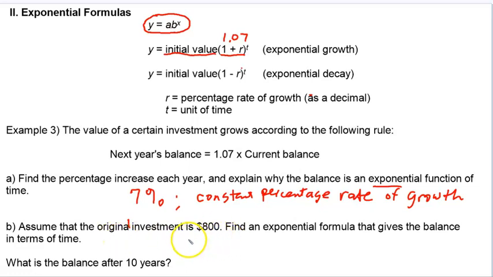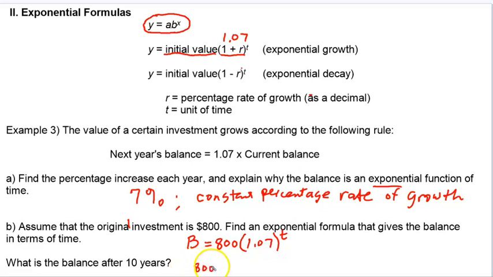Okay, so you could use whatever variable you want. If you want to say B equals the balance equals the initial investment amount, and then the base of the exponent again will be 1.07, 7%. And then t, the exponent for this base, will be how much time has passed. So that would be, letter B would be the function that would give us the balance after any number of years. Okay, well then the next question is, well, what about 10 years?